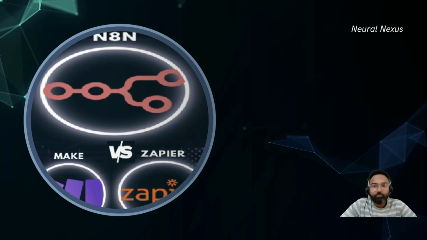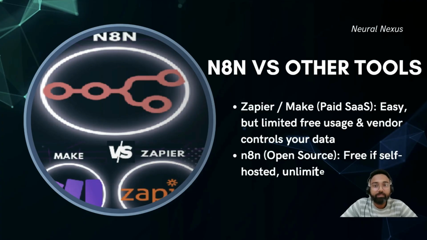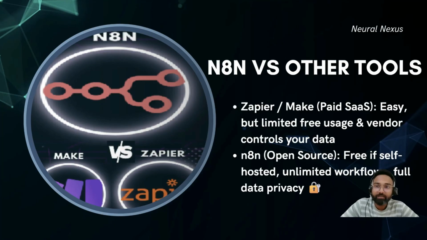Now you might be wondering, how is this different from Zapier or Make? Zapier and Make are paid SaaS platforms. They are easy to use, but you are limited by the pricing tier. And most importantly, the vendor controls your data. With n8n, it's open source. If you self-host, it's completely free, unlimited, and you keep full control of your own data.